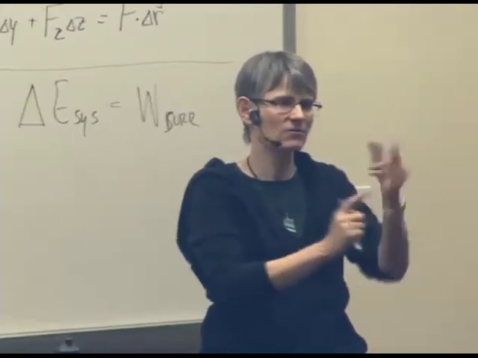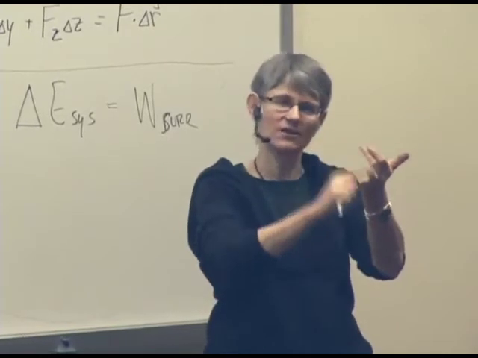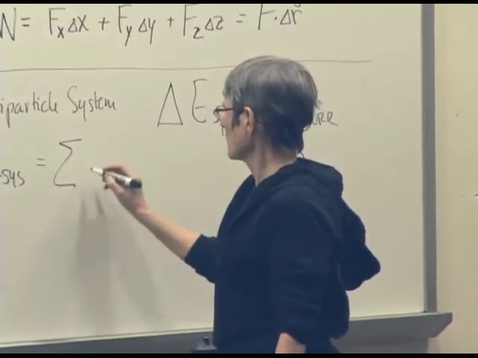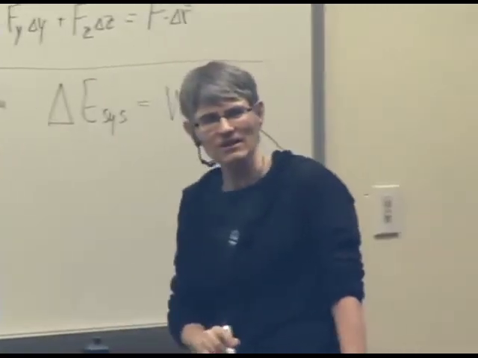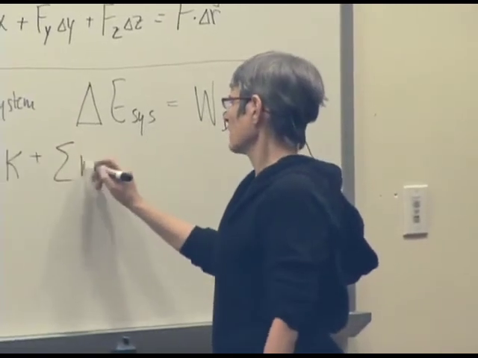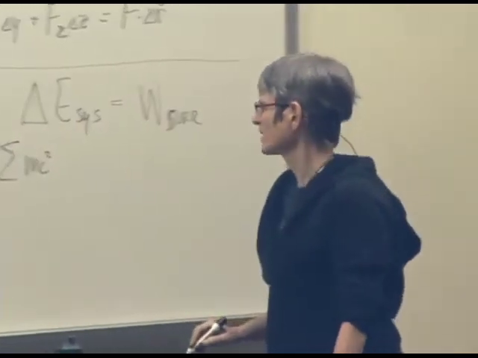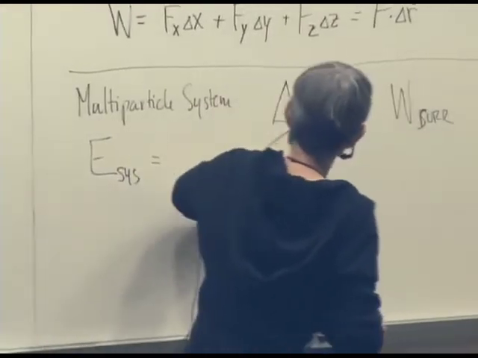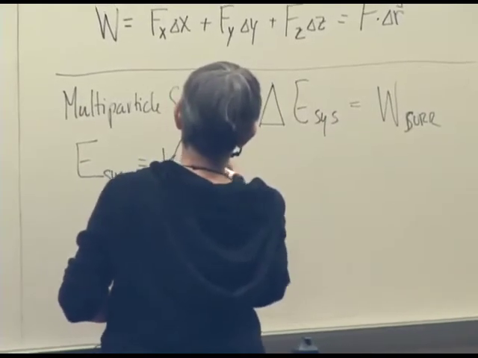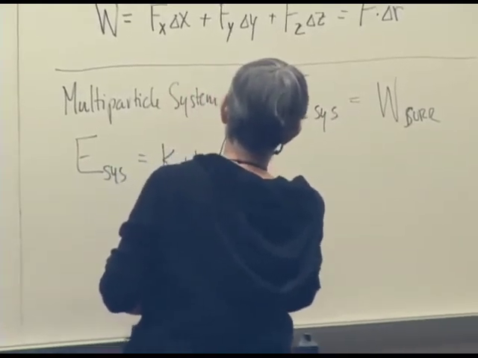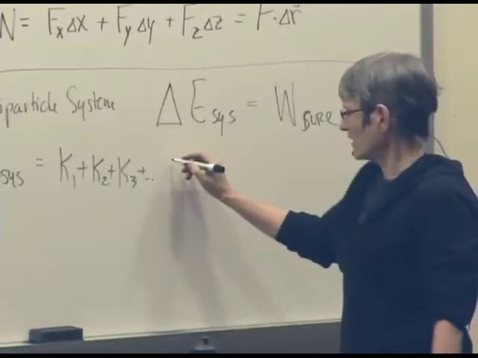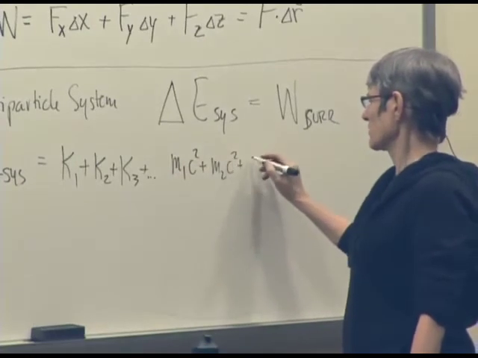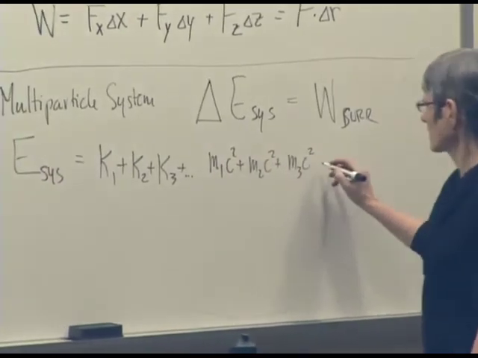So the kinetic energy, if we have the Earth and the ball, it's the kinetic energy of the Earth, the kinetic energy of the ball, rest energy of the Earth. So we have the sum of all the K's, and we have the sum of all the mc squareds. We'll write it this way actually. Suppose there's 3 objects in our system, it would be K1 plus K of object 2 plus K of object 3. And then we have m1c squared plus m2c squared plus m3c squared.